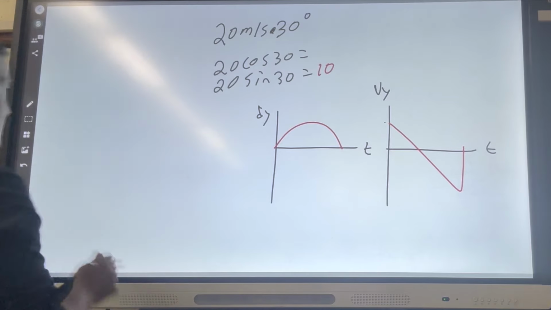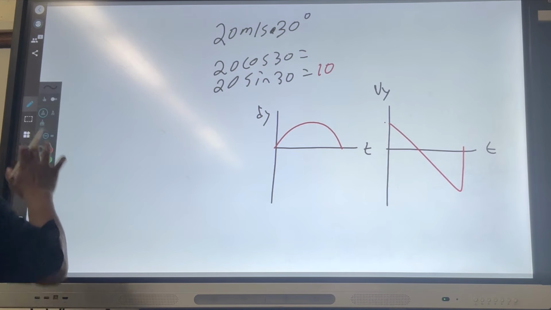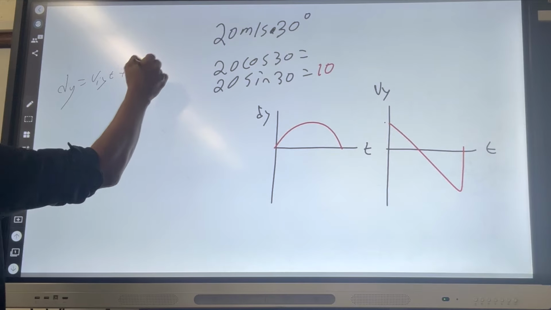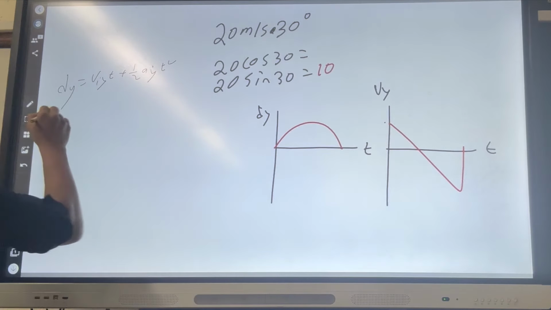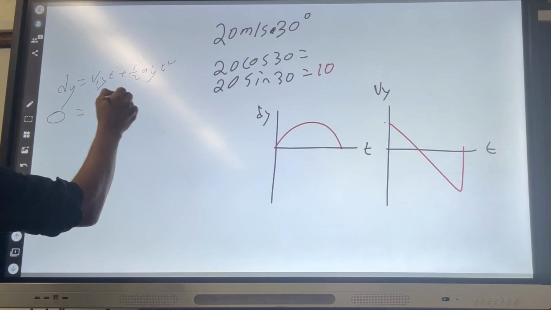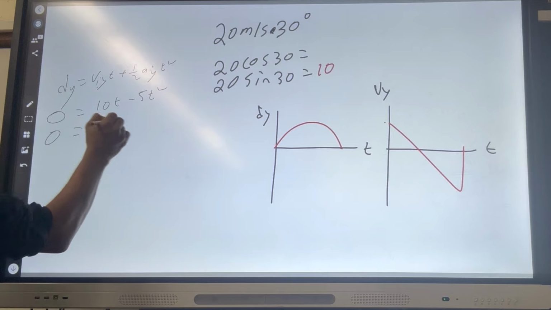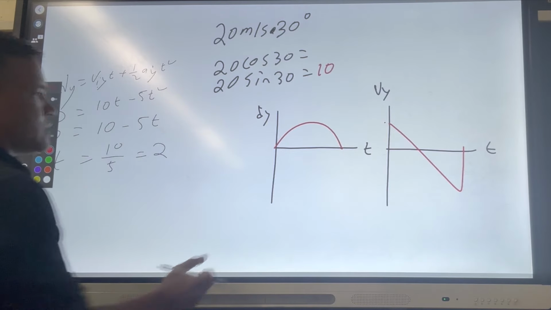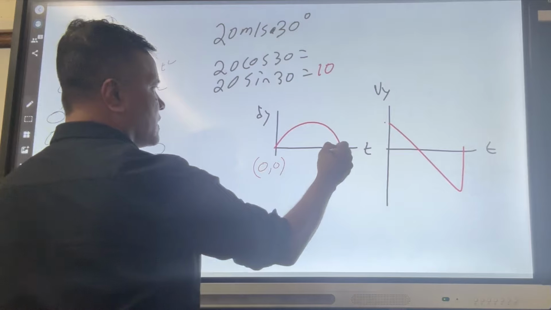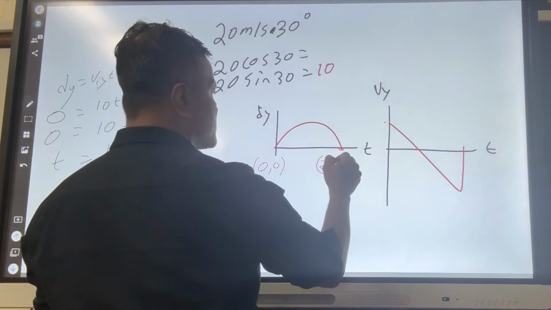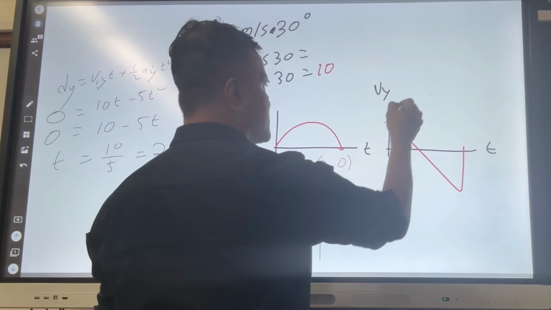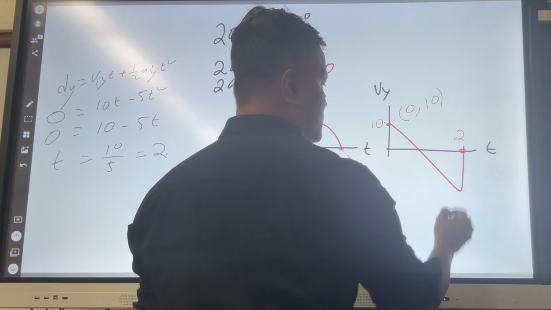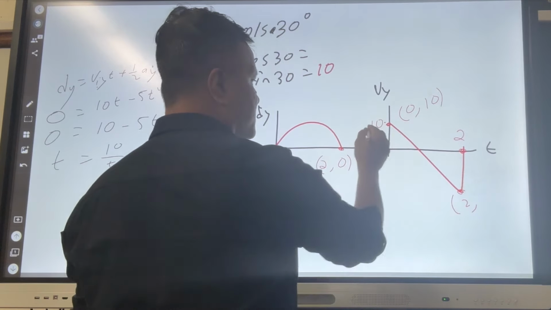Okay, so we're going to have to find the time. For time, always use the y component: d_y equals v_iy t plus half a_y t squared. So d_y is ground to ground, 0. v_iy, which is 10, t minus 5t squared, factor out t. So t is equal to 10 over 5. Really, t is equal to 2. So once you find the time, everything is easy, because this is 0, 0. And this one, of course, you have 2, comma, 0. And this one is 0, comma, 10. And this one is 2, comma, negative 10.